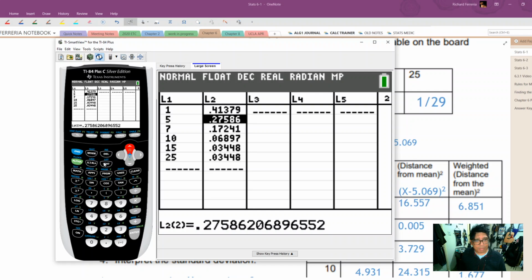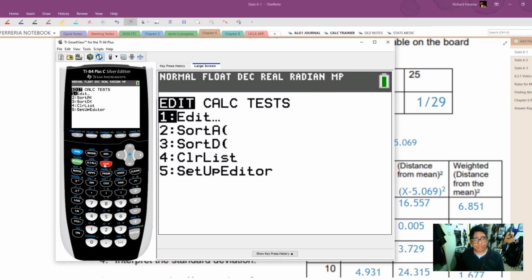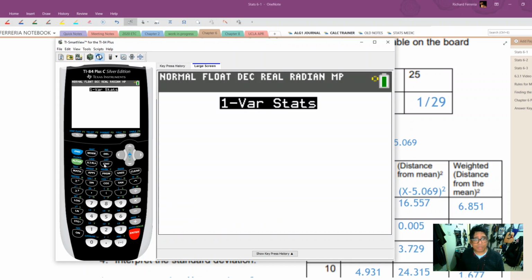It's hard to see, but I really did put this one as 12 out of 29, or 12 divided by 29. So take all of that, go back to the home screen, and now we go Stat, Calculate, and One Variable Statistics.